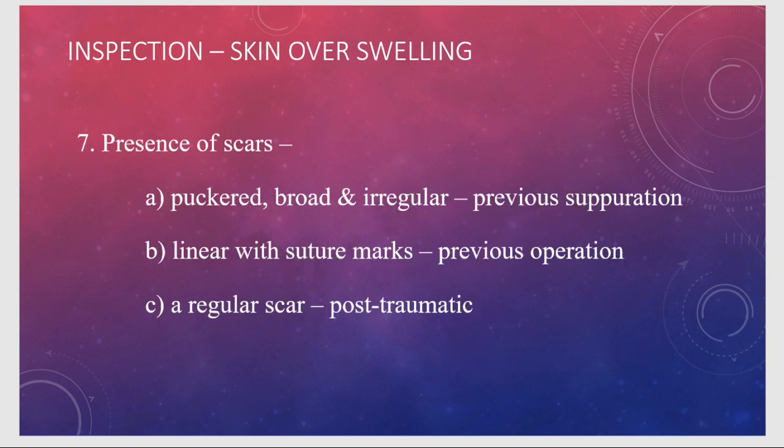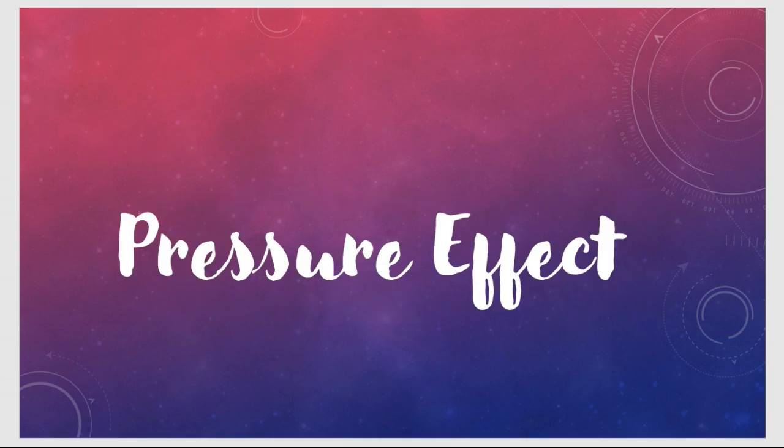Involvement of skin. Sometimes the patient may have scars. If the scar is puckered, broad and irregular, it could be suggestive of previous suppuration, right? And sometimes the patient may have linear suture marks, which is suggestive of previous operation, a previous operative history. And if the scar is regular, usually it is a healed post-traumatic scar, right? So these were the inspection findings we are supposed to look for during examination of any swelling.